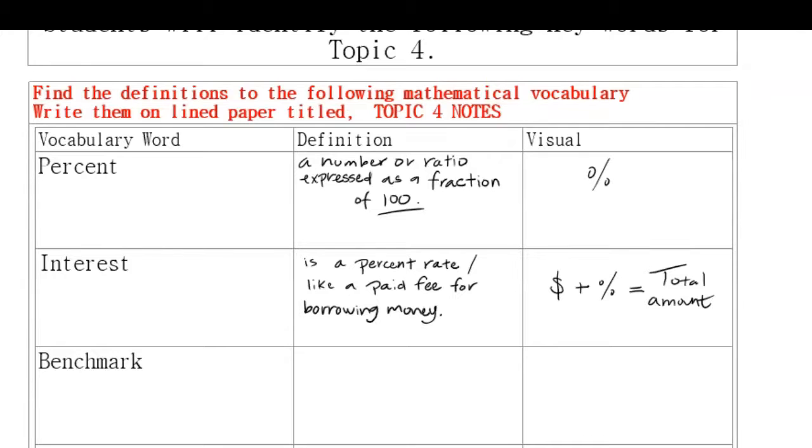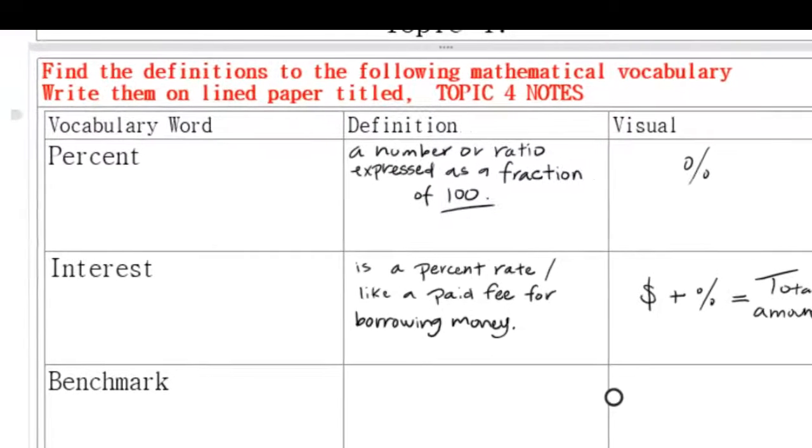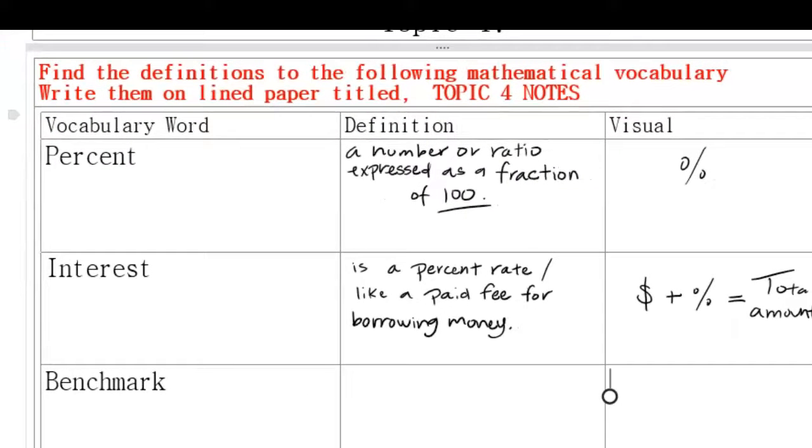So as you guys can see, I went ahead and worked on the first two for you guys. So the first one we have, percent, is a number or ratio expressed as a fraction of 100. So as you guys can see in my visual, I have the percent, or also you will see it as 100 over whatever you want to call it, x, but this will be a number that will be placed there when given the question.